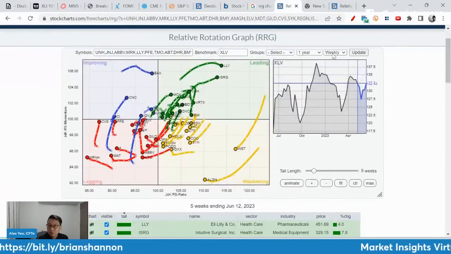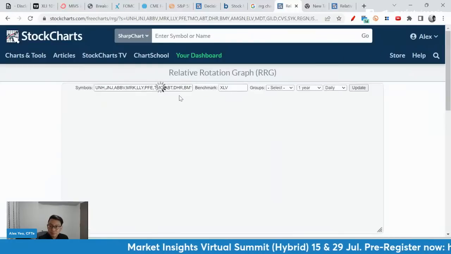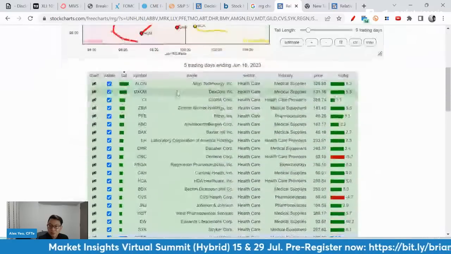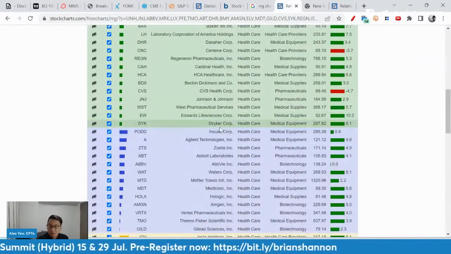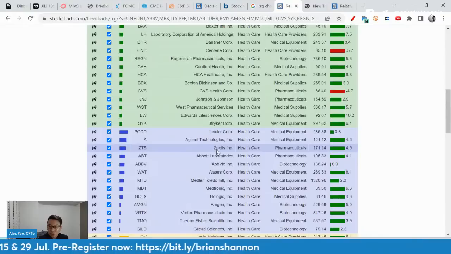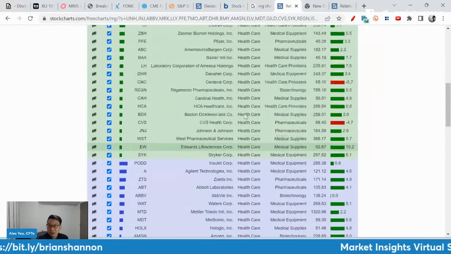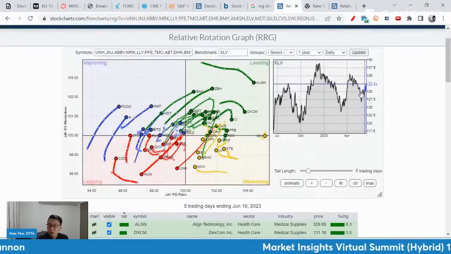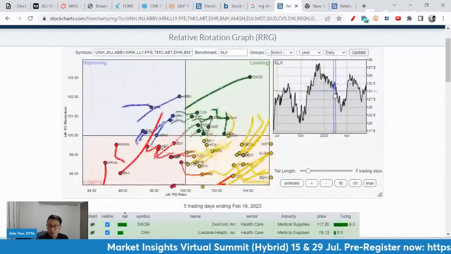Sorry, change to daily. Then you can just click update over here. So you can see the ones that are leading, or a lot over here, you can check it out, like Abbott, Zoetis, AbbVie, all these are improving. So again, you can see that individual stocks tend to move like that.